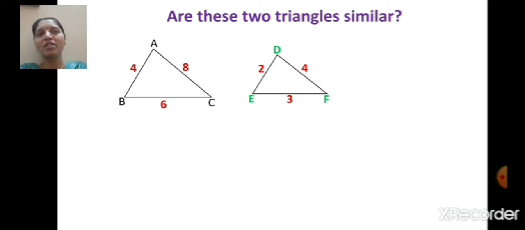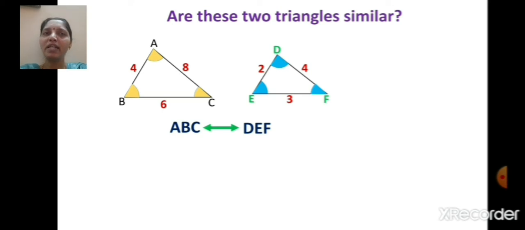So first you have to find the correspondence between the vertices. So here what you can say? Vertex A corresponds to vertex D, right? Vertex B corresponds to vertex E and vertex C corresponds to vertex F. That means ABC corresponds to DEF.